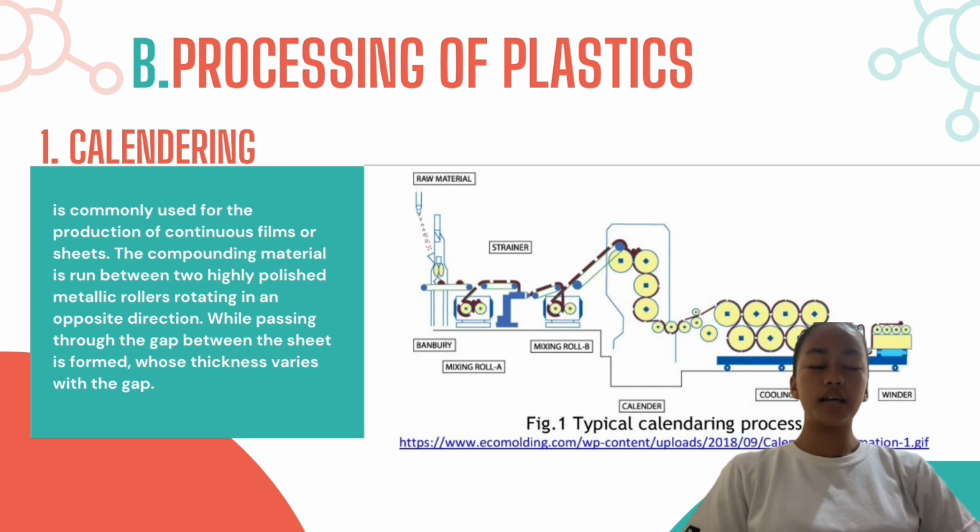After that, dumadaan na siya sa cooling section. Dito, pinapalamig yung sheet para tumigas at ma-maintain yung shape. And after that, sa pinakahuli naman ng calendering process, is yung winder, i-roll up dito yung finished product or yung finished sheet.